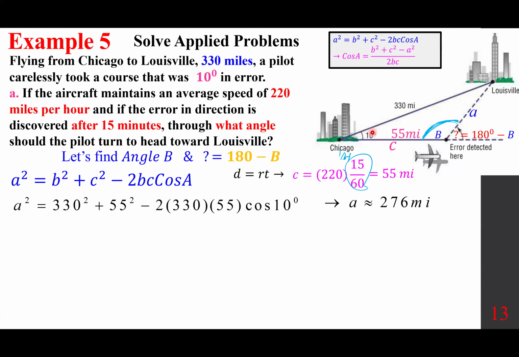276 miles. So what do we have? We have all sides and one angle. So we have all sides, 276 miles. B is 330, C is 55, and we want to find angle B.